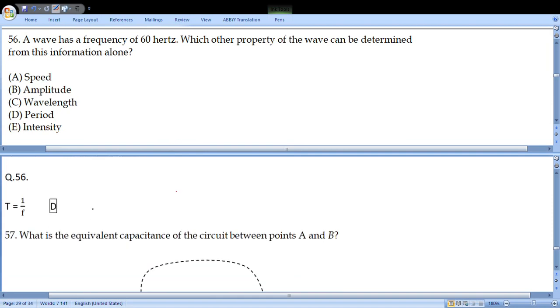Question 56. A wave has a frequency 60 Hz. Which other property of the wave can be determined from this information alone? So wavelength and frequency are linked by this equation, so we can find period.